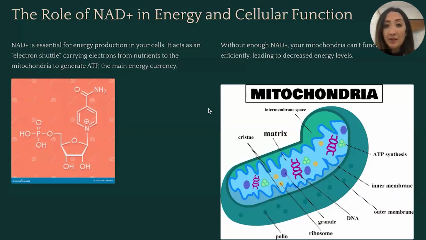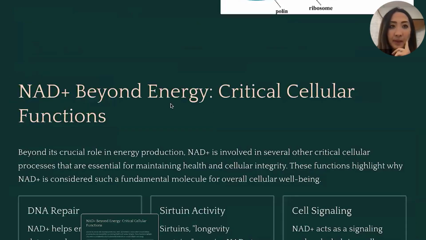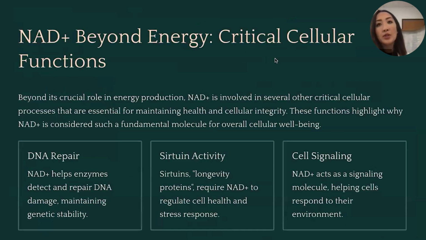So in metabolism, NAD is really important for these enzymatic reactions that break down the nutrients you take in from your food and convert them to energy. So again, really important for cellular energy and cellular function in general. Okay, so what about beyond energy? What else does NAD do?